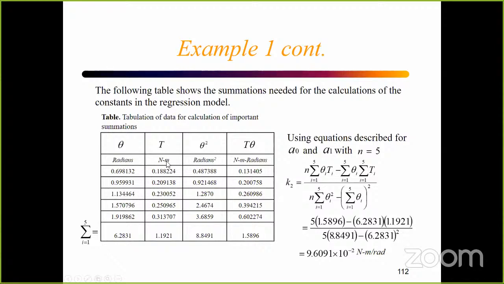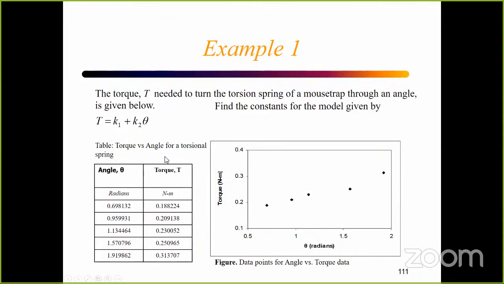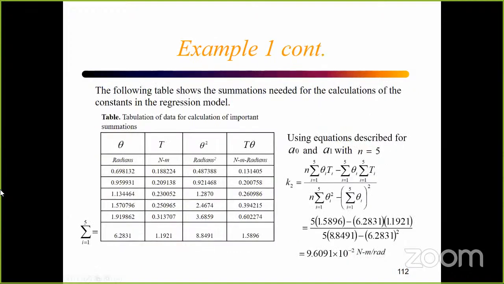Radians is there, theta, t is there. This is the given. T square you may estimate, T times T you estimate. We need this, and take the sum of all of them: sigma T, sigma theta, sigma T squared, sigma theta squared, sigma of theta times T together.